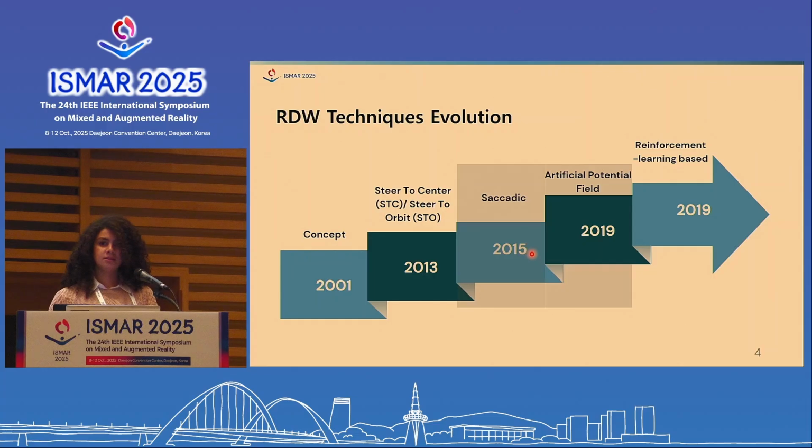So since its initial conception in 2001, redirected walking techniques have undergone significant evolution. Going through basic ones like steer to center and steer to orbit, then saccadic redirection, artificial potential field, then finally reinforcement-learning-based techniques. The ones we're focusing on today are saccadic and APF.